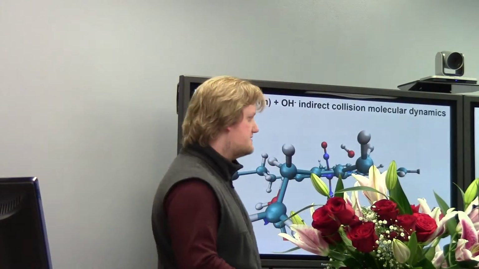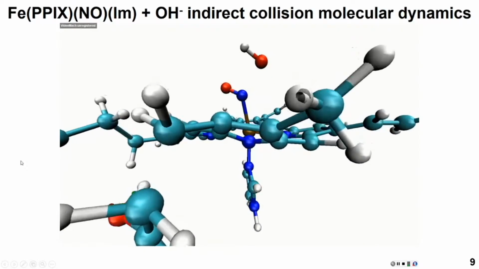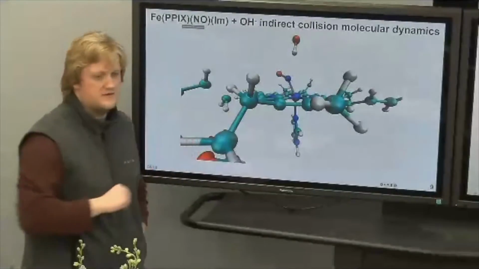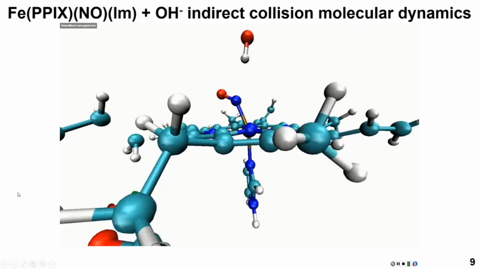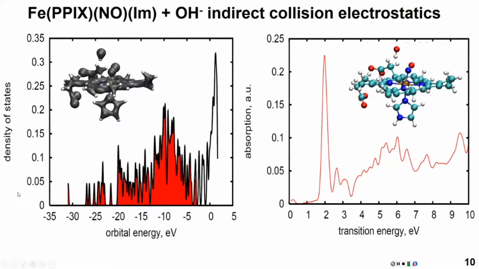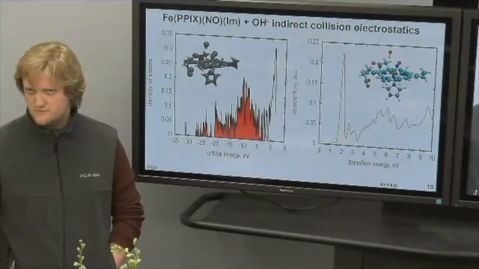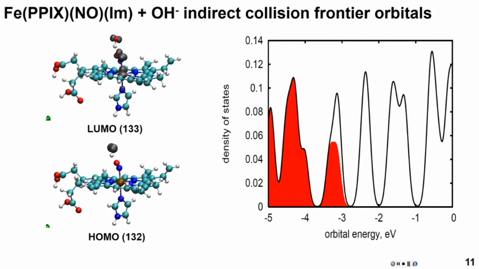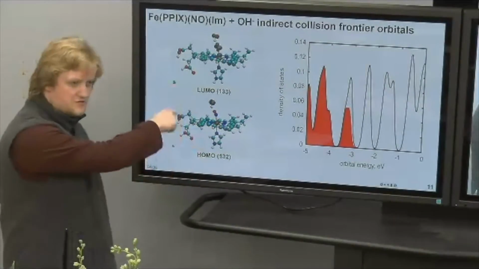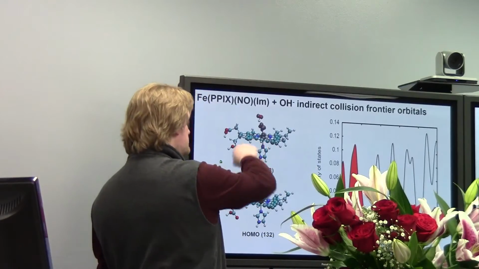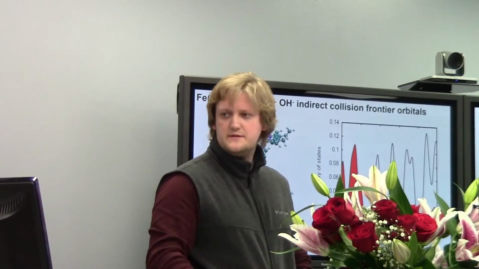All right, so let's look at a molecular dynamic simulation where the hydroxide kind of grazes by the NO. As you can see, we don't get a reaction. That may not be entirely surprising. But when we look at the electronics, it will differ from the model I had shown you before. Here, our HOMO has charge density now on the hydroxide, whereas the LUMO once again has some charge density on the nitrosyl ligand.